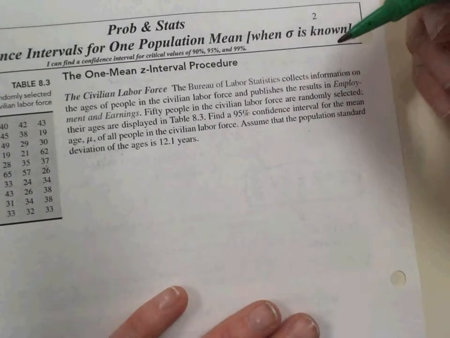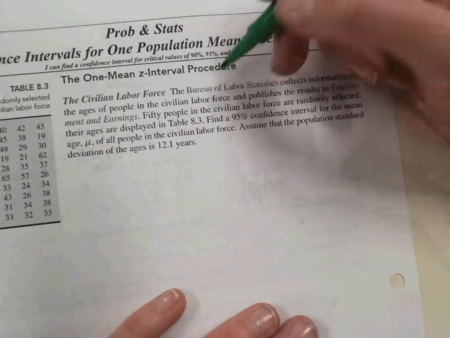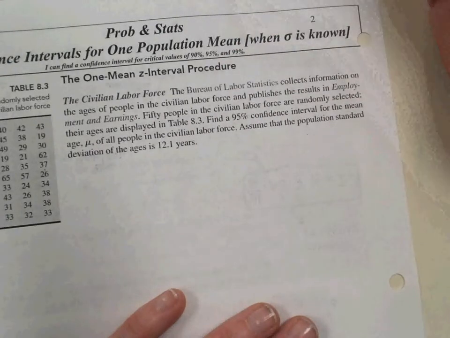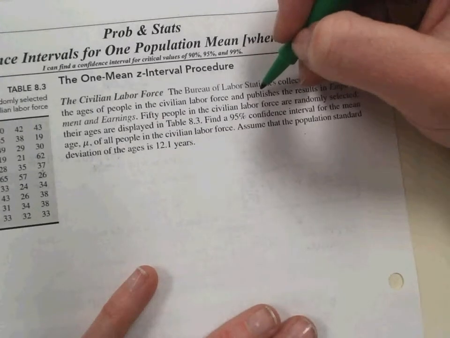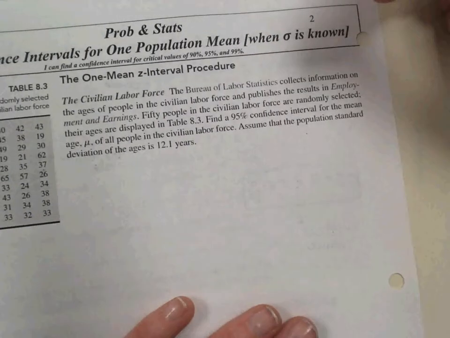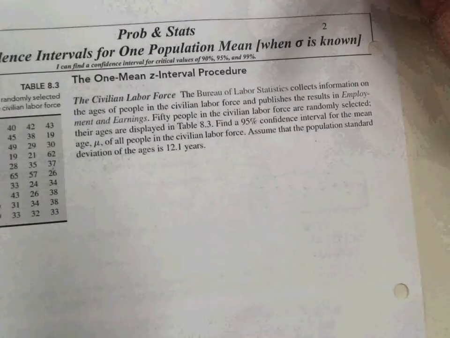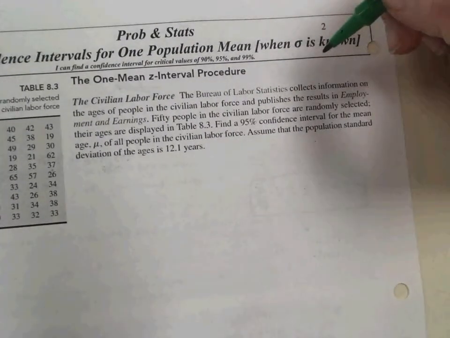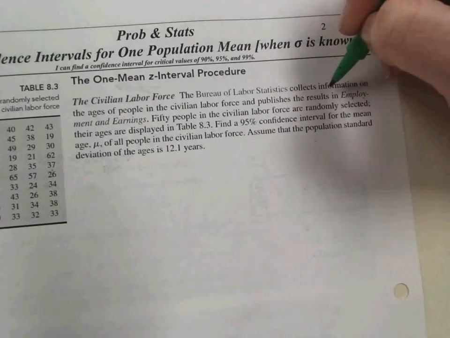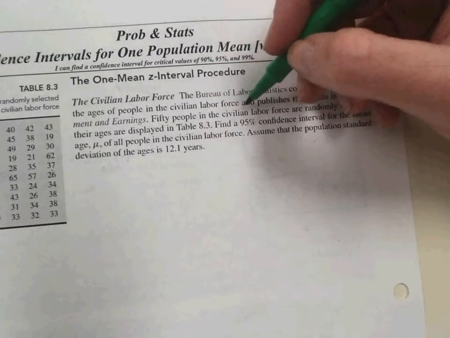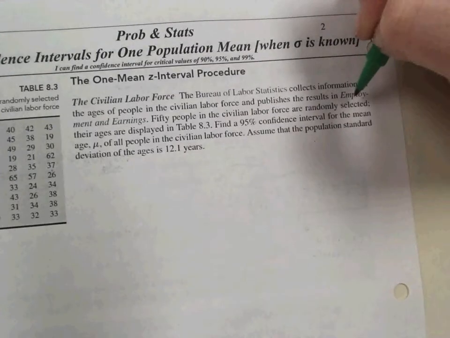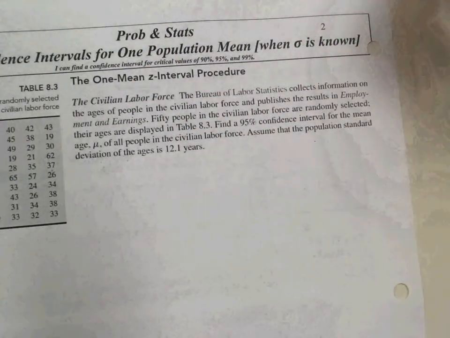Flipping over for example, civilian labor force. I always think it's interesting to look at actual data. Our source here is the Bureau of Labor Statistics. A lot of times it's pretty common to see articles in the newspaper or news sources that reference labor statistics. In this case, the Bureau collects information on the ages of people in the civilian labor force and publishes the results in Employment and Earnings. So it's probably a magazine.